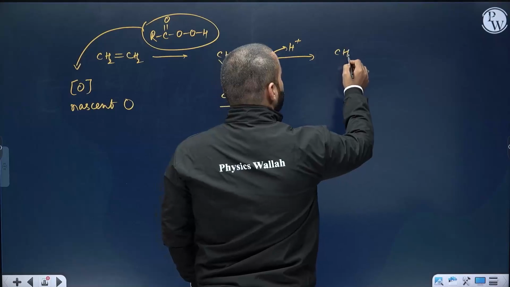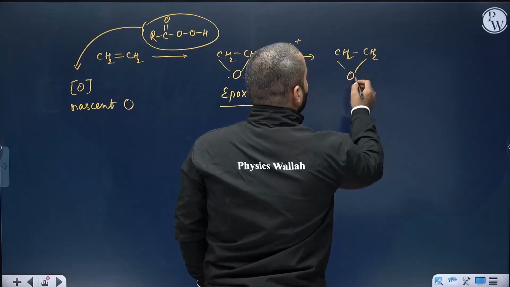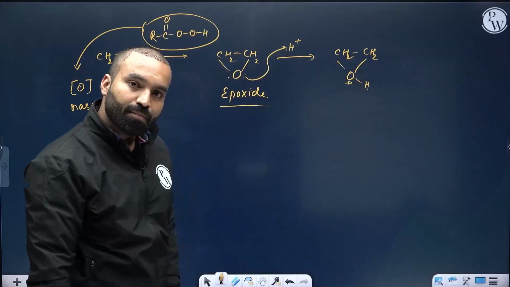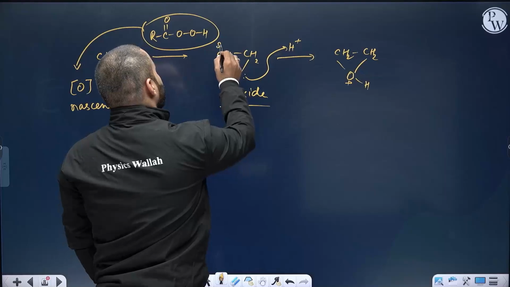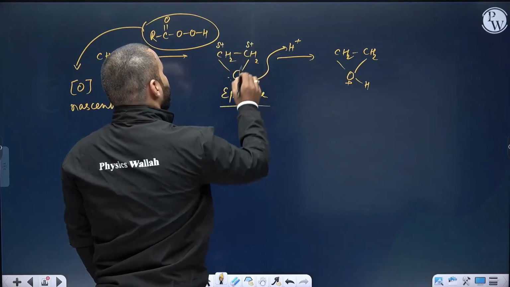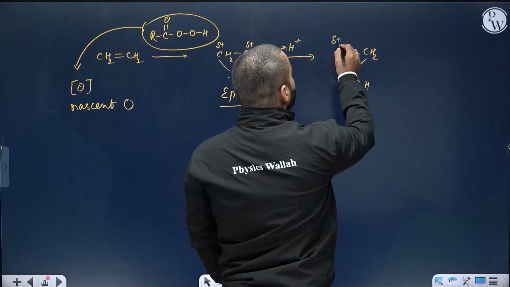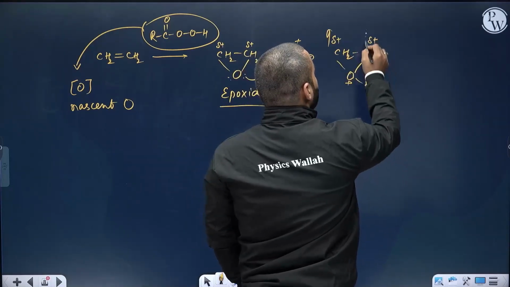It will form CH2, CH2, oxygen. Two bonds were already formed. Now the third bond has formed, so oxygen must get a positive charge. Understood? Earlier, due to this oxygen, this carbon was experiencing some delta positive. This was also experiencing the same amount of delta positive charge. But here the amount of the delta positive charge is increased.